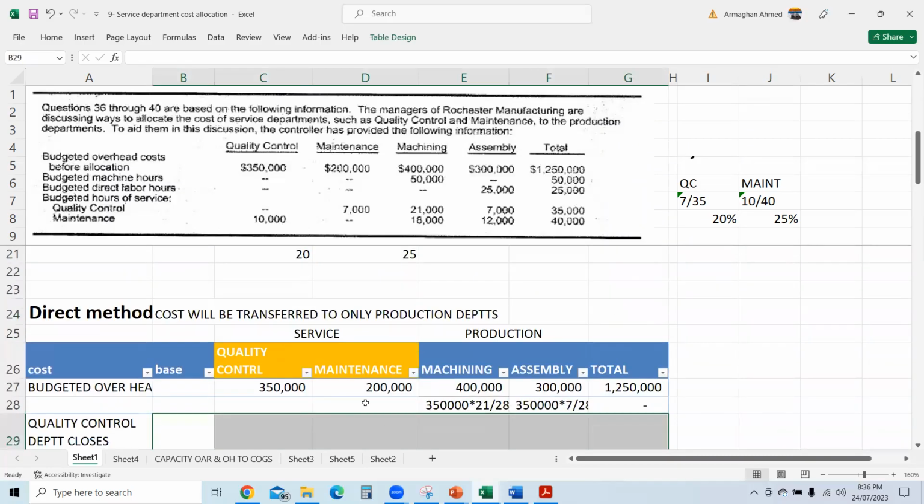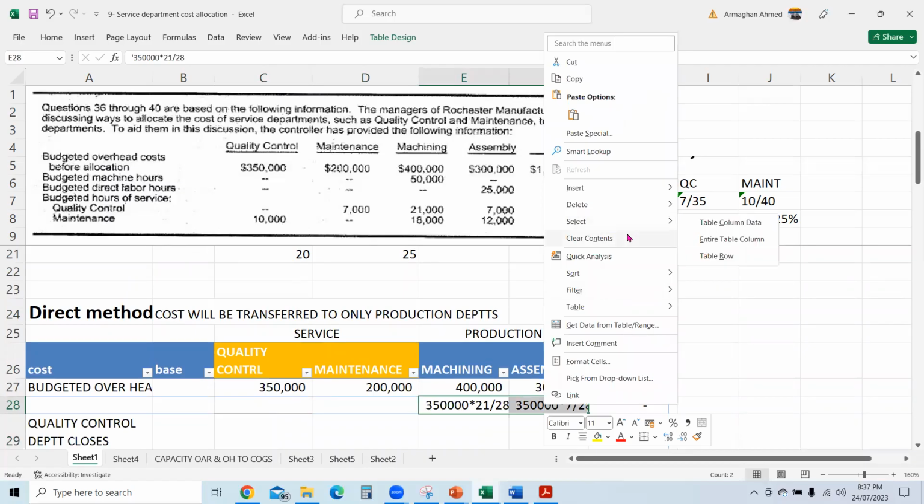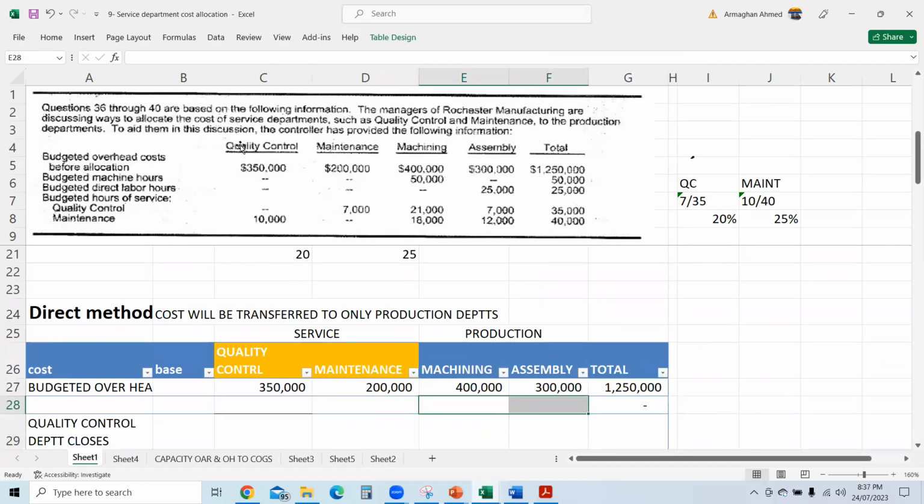See now, how much is the direct cost given? The direct cost of each is given: quality control 350,000, maintenance 200,000, machining 400,000, assembly 300,000. So first of all, we will write down the cost of each department. Now, we have to close down the service departments. So how much is the quality control cost?